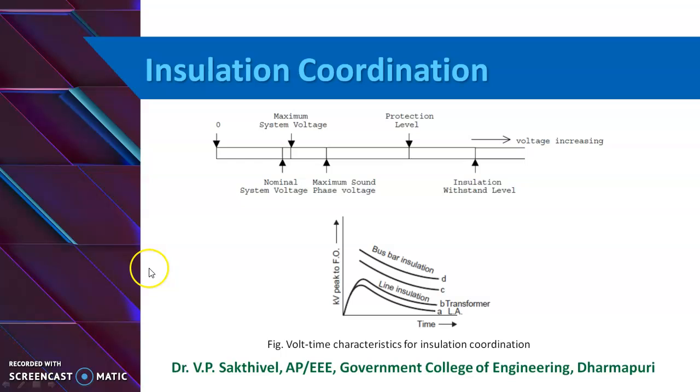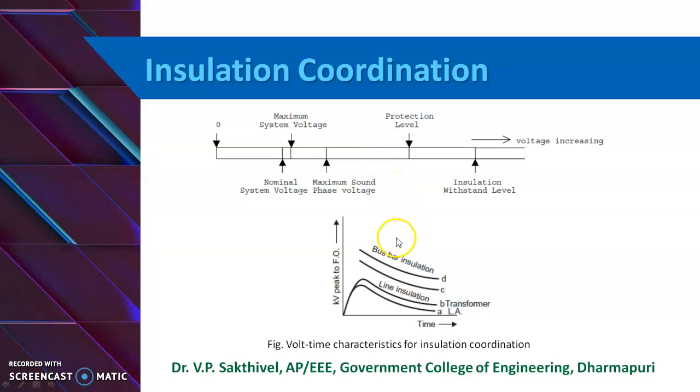And it is shown here: this is the nominal system voltage of a plant, and voltage is increasing in order from left to right. Here this is 0 and voltage is increasing. Here you see the nominal system voltage, then maximum operating voltage, then maximum sound phase voltage, then the protection level, which is somewhat higher than the maximum sound voltage level. Then finally the insulation withstand level is higher than the protection level of voltage setting.